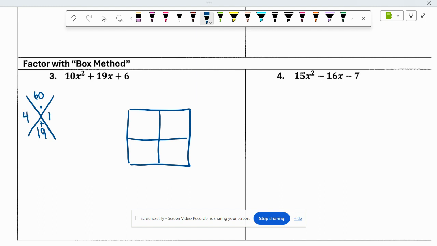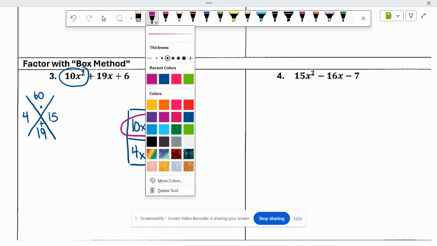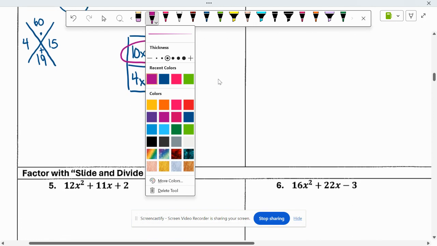4 and 15. Okay. So what goes in the first box? Top left, the A term, 10x squared. Last box, the C term, 6. What goes in the other two boxes? My two factors as coefficients, meaning add the variable. GCF. What's the greatest common factor between 10x squared and 15? Okay, I'm not going to do it, but yes, you're right. 5x. Okay, so that's how you do that one.